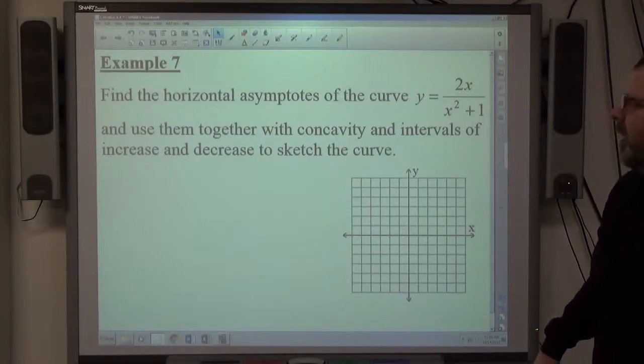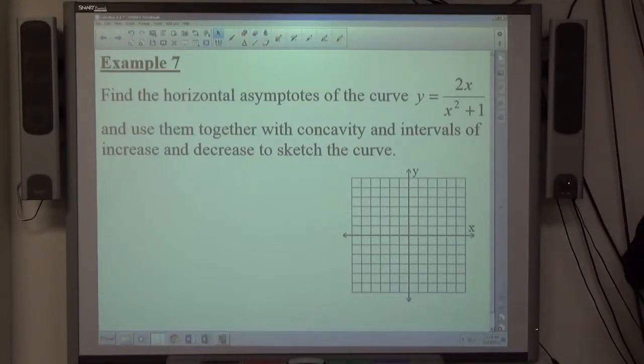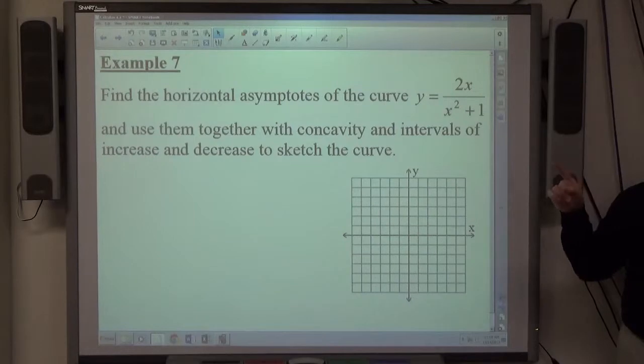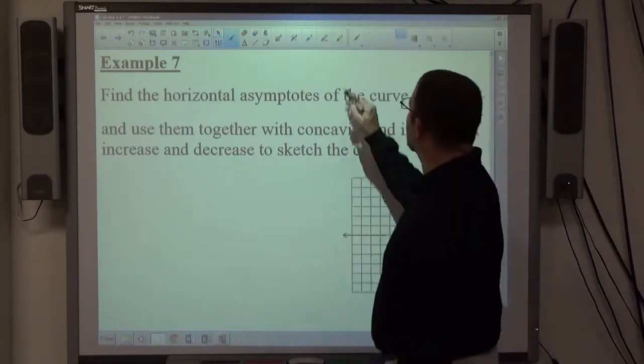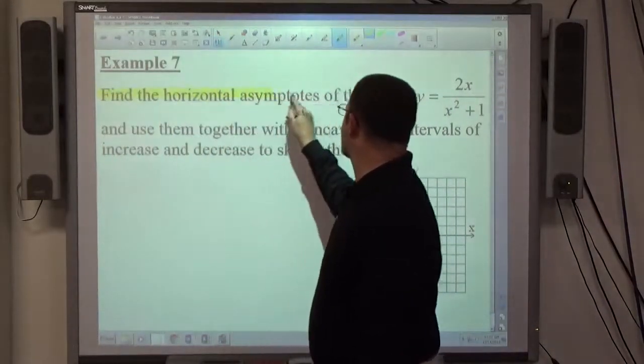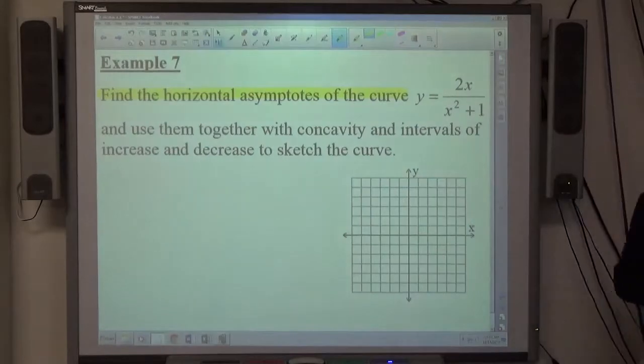Okay, example 7 is an all-inclusive example. It deals with everything we did in chapter 4.1, 4.3, and now 4.4. All right. Find the horizontal asymptotes of the curve. That is the 4.4 contribution. A horizontal asymptote happens as x approaches positive or negative infinity. What happens to the graph?